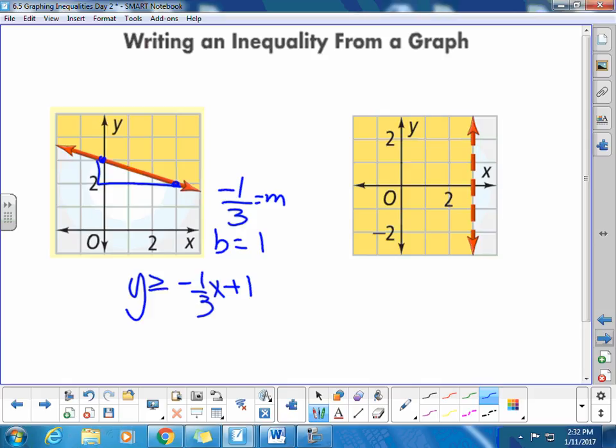The next one here, let's see, 1, 2, 3. Everywhere on this line, x equals 3. So I know x doesn't equal 3, but x something 3. It's a dotted line, and everything shaded is smaller than 3. So x is less than 3, and I'm not going to put the equal to because it's a dotted line. So that's just x is less than 3.